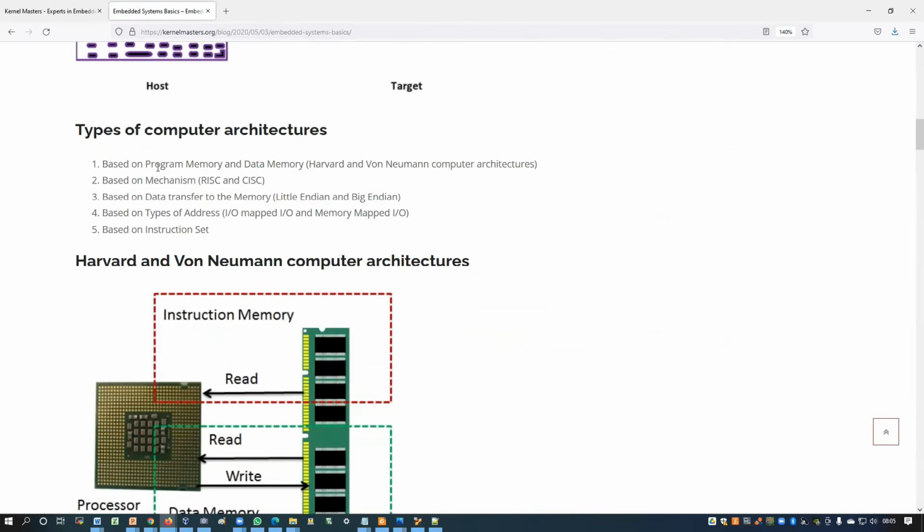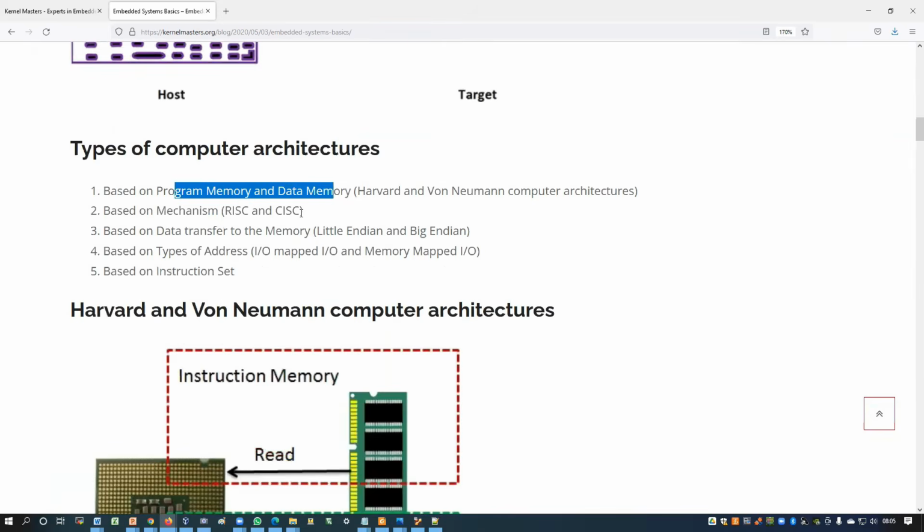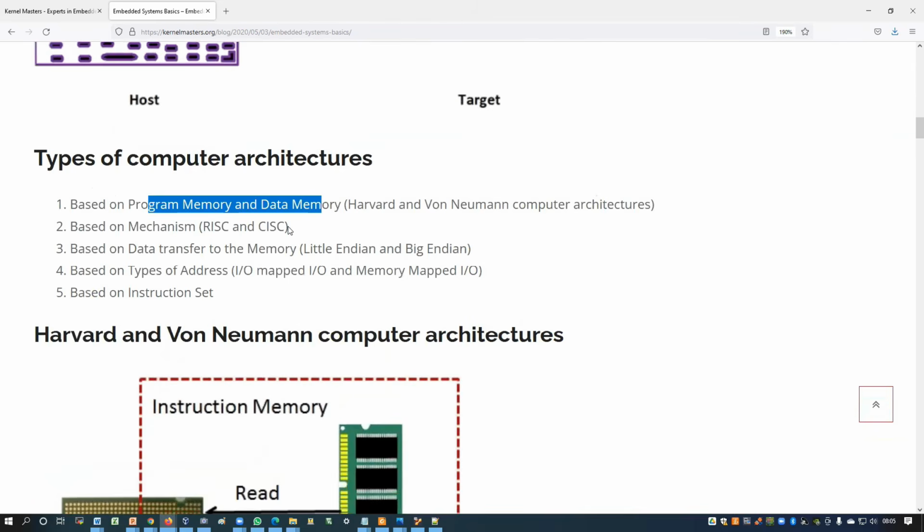Computer architecture is divided into different categories. First of all, it is divided into Harvard and von Neumann architecture, based on two types of memories only: program memory and data memory. Memories are of two types only: program memory and data memory.